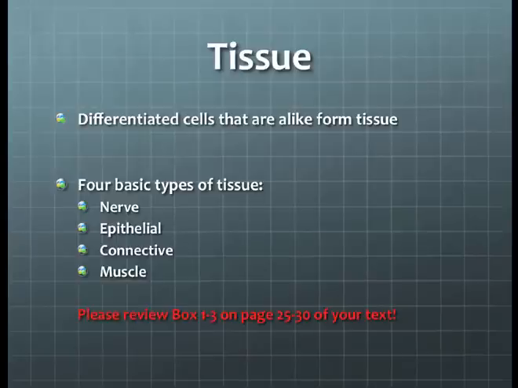All right, there's four basic types of tissue that I want you to really become familiar with. Box 1-3 is five pages long in your textbook, and this box, which is pages 25 to 30 of your text, has a list of all the different types of tissue and what goes into those tissues. So I do want you to become familiar with what tissue actually fits in what category. So I'm going to go through a couple of them. There's four basic types. You have nerve tissue, epithelial tissue, connective tissue, and muscle tissue. Okay, these probably aren't new to you.